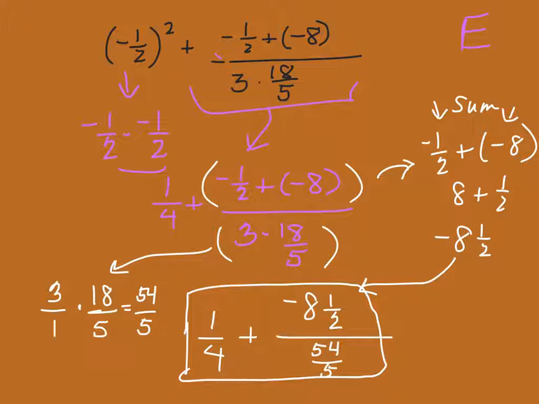Okay, so the next thing I'm going to do, obviously I'm going on to the next page, but I am going to rewrite that so it looks a bit different and probably more like what we're used to looking at. So I've got 1/4 plus -8 1/2 divided by 54/5, which is how we're used to looking at division of fractions. But it's important that you get used to seeing both versions of that and understand that they really mean the same thing. So I no longer have any parentheses.